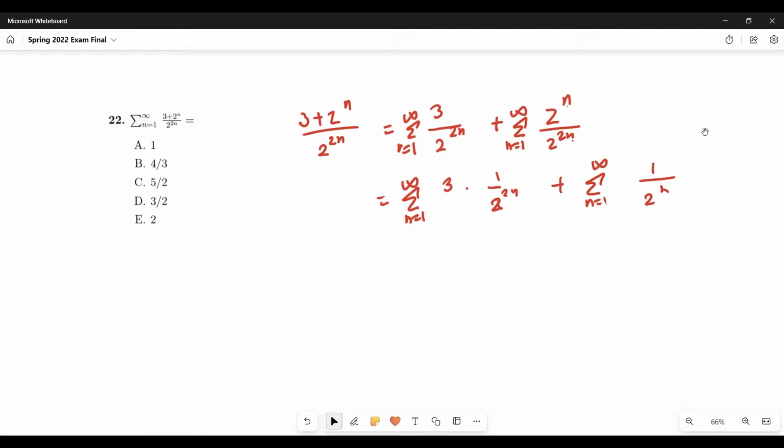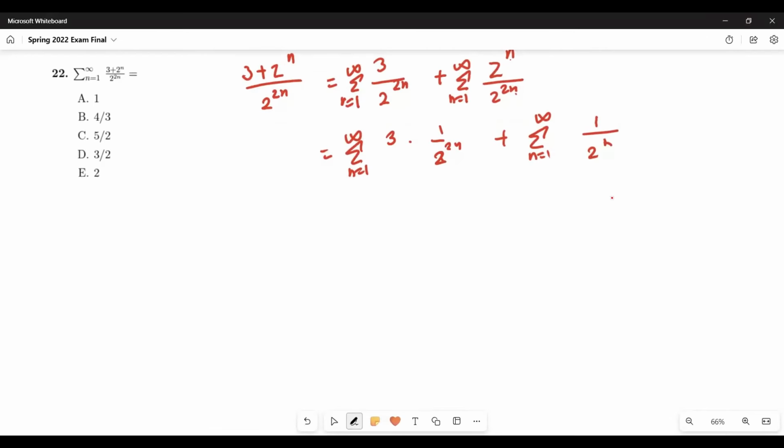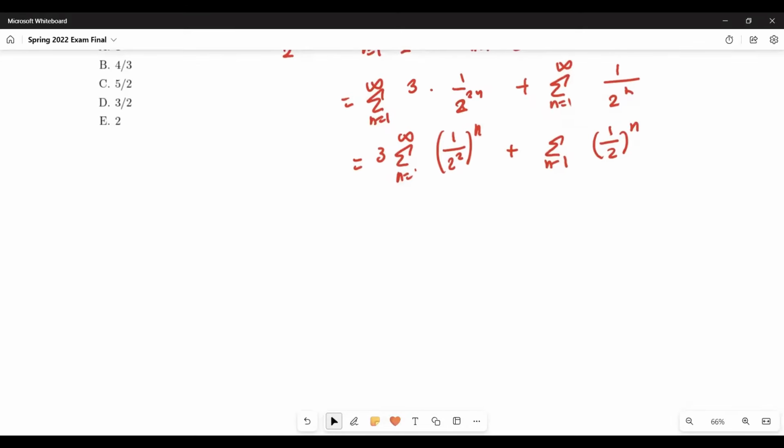So we have that, and then you can take out the 3 in front because 3 is a constant. So 3 times the sum from n equals 1 to infinity of 1 over 2^(2n), plus the sum from n equals 1 to infinity of 1 over 2^n. So this is basically a geometric sum. So this is 3 times the sum from n equals 1 to infinity of 1 over 4^n, plus the sum from n equals 1 to infinity of 1 over 2^n.